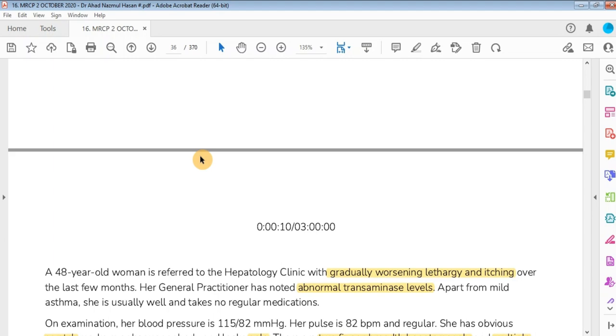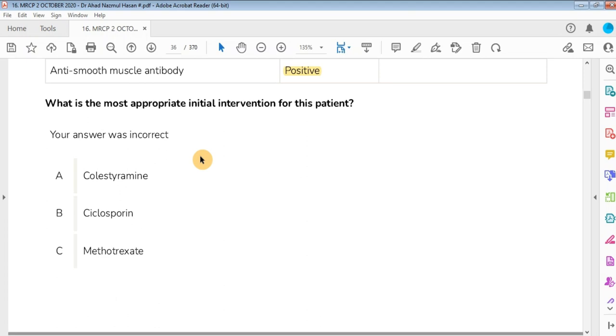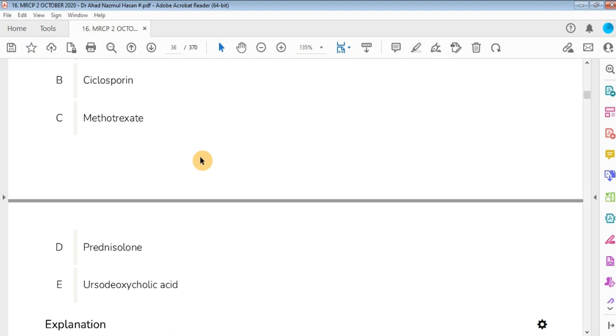Okay, next one. What is the most appropriate initial intervention for this patient? A, cholestyramine, B, cyclosporin, C, methotrexate, D, prednisolone, E, UDCA.